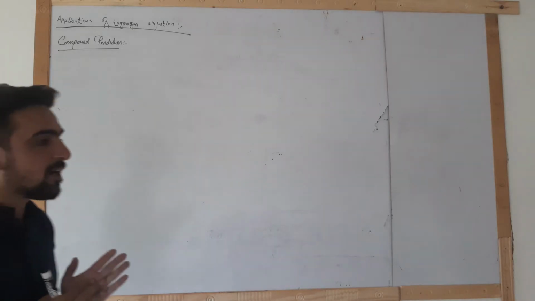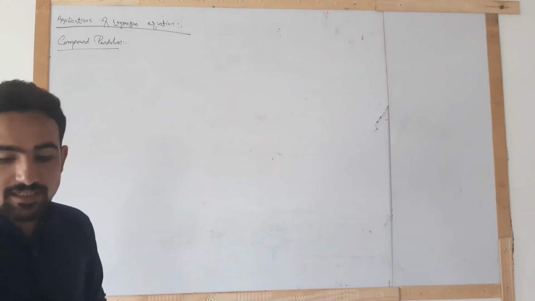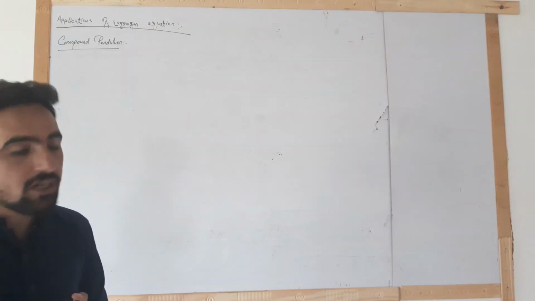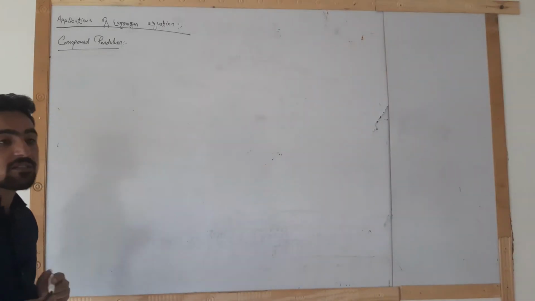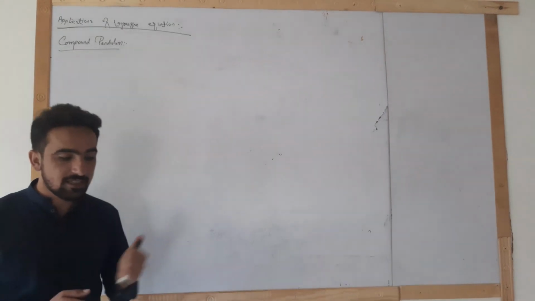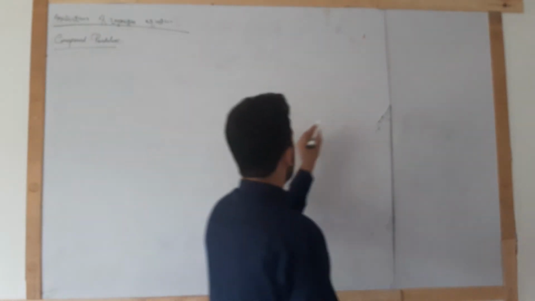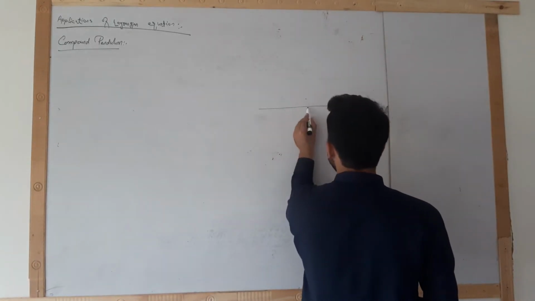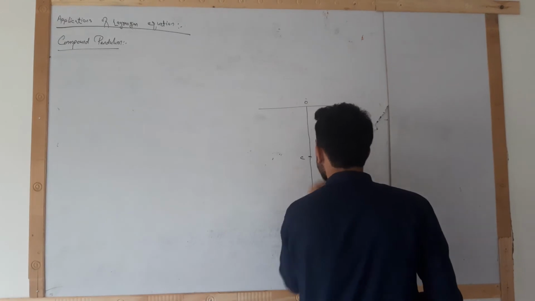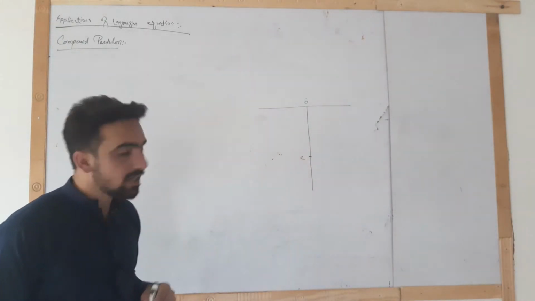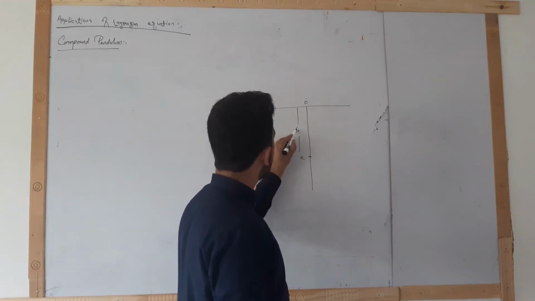A swinging rigid body free to rotate about a fixed horizontal axis is called a compound pendulum or simply a physical pendulum. So let us take a compound pendulum whose center of mass lies at this point C. Let the distance from O to C be h.